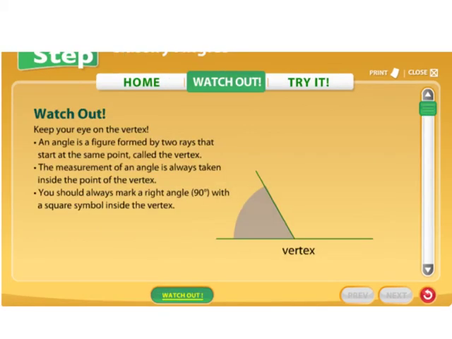Think you've covered all the angles? Well, keep your eye on the vertex. That's the point made by the two lines of the angle. When you measure an angle, you do it inside the vertex. And if it's a right angle, you should always mark the inside of the vertex with a square symbol.